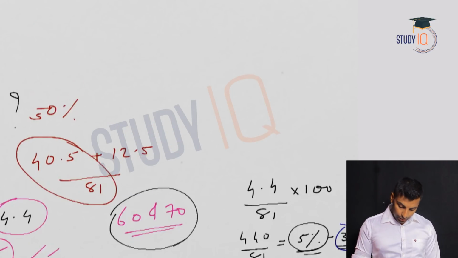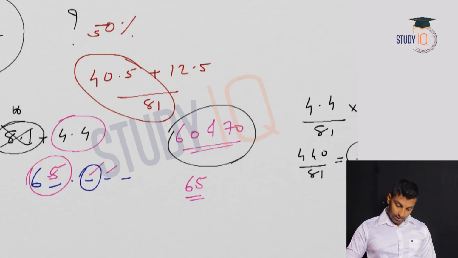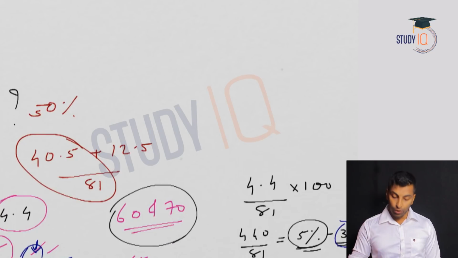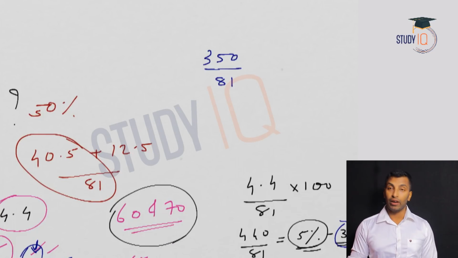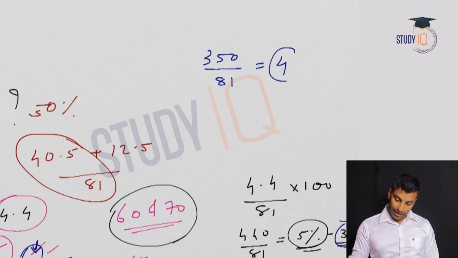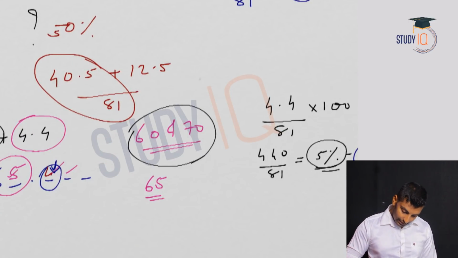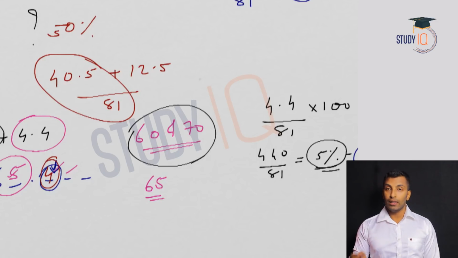Now you need to find the first digit to fill after the point. The remainder is 35, put a 0, so it becomes 350, then divided by 81. What you get is 4, and the remainder is 26. So with that 4, you can fill this as 4. Your answer is now reduced to 65.4 dash dash dash.